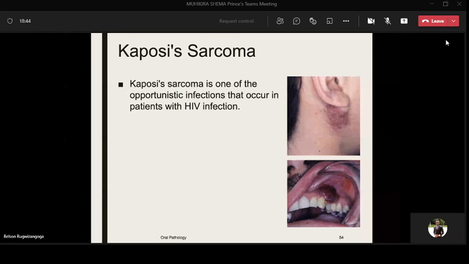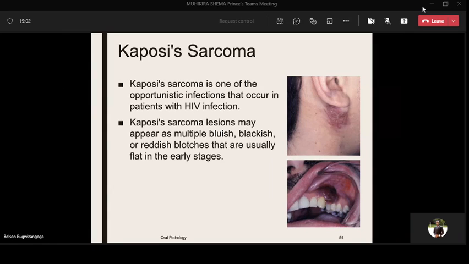So the HIV associated one is usually called the African, because this type of cancer of HIV is more seen in Africa, while the endemic one is seen in European countries and North America.